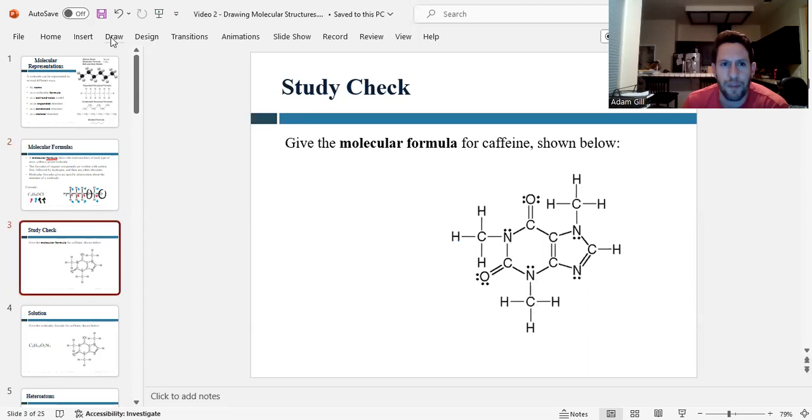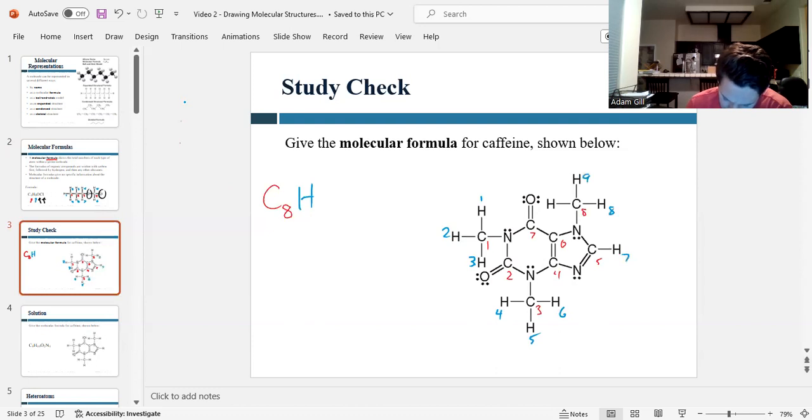Let's do a practice. So here's the molecular structure of caffeine. Can we come up with the molecular formula for caffeine? So we always want to start with carbon. How many carbons can you count? Let's see, 1, 2, 3, 4, 5, 6, 7, 8. So C8. And then you want to do hydrogen next. So how many hydrogens do we see? 1, 2, 3. There's another one there, there. Here's 1, 7, 8, 9, 10. So I see 10 hydrogens.